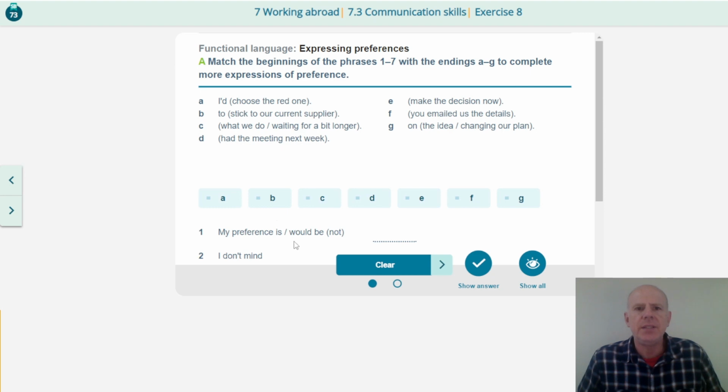My preference is, let's see. I'd choose the red one. To stick to our current supplier. What we do? Waiting for a bit longer. Had the meeting next week. Make the decision now. You emailed us the details or on the idea on changing our plan. So number one, my preference would be, which one? My preference is to stick to our current supplier.